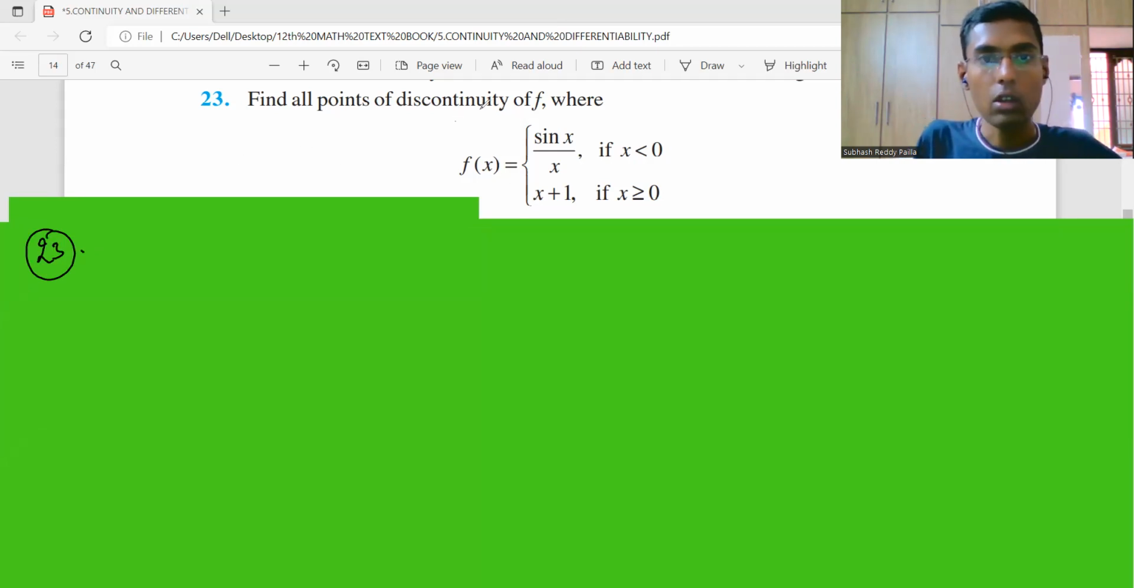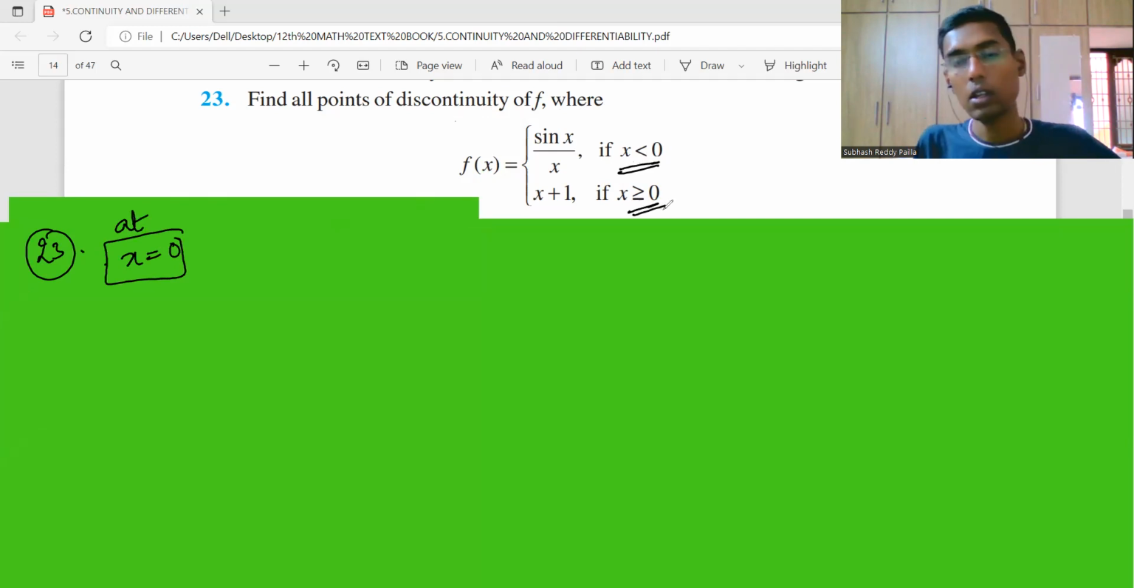So find all points of discontinuity of f where it is like this. Where we have to check is at x equal to 0, because only at x equal to 0 may the function have different values. Otherwise, if x is less than 0, there is only this function, and this function is obviously continuous.